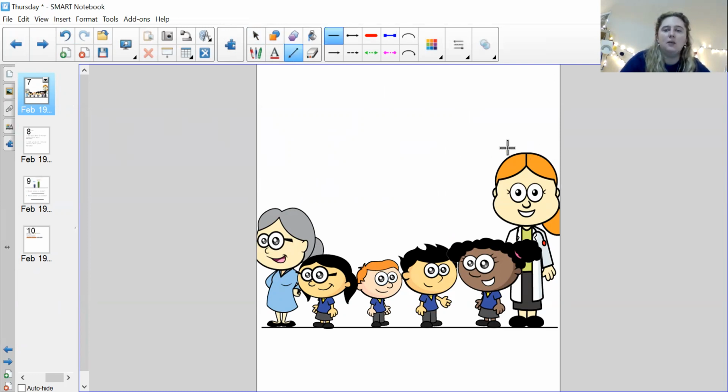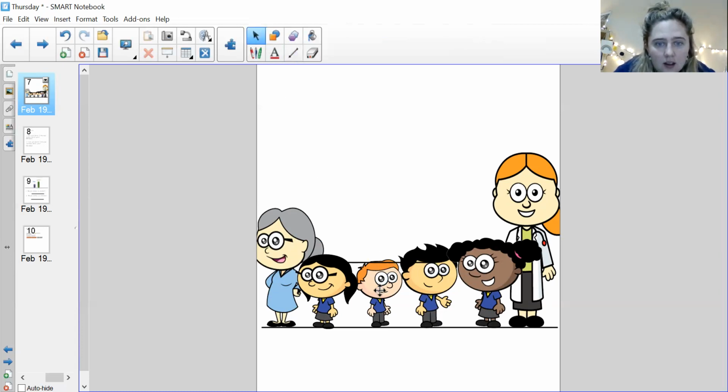Now, this lady was the tallest, wasn't she? Now, who is the shortest? I think that this little boy here is the shortest, isn't he? Yes. What do you think? Am I right? Yes, you are right. This little boy is the shortest. Okay.